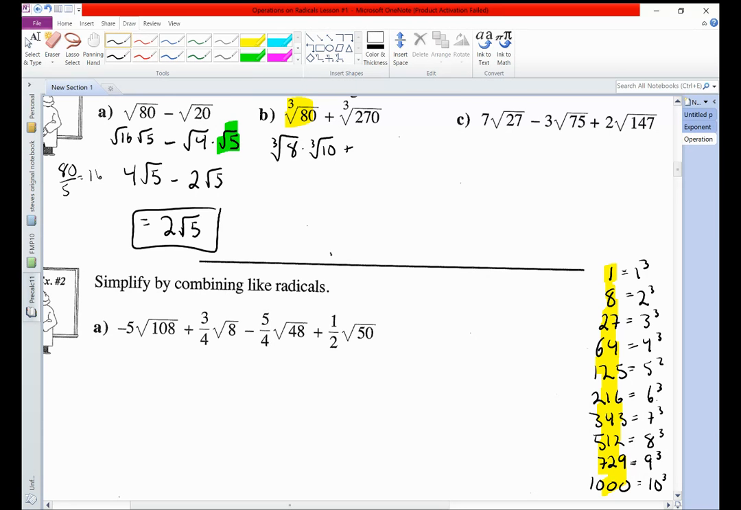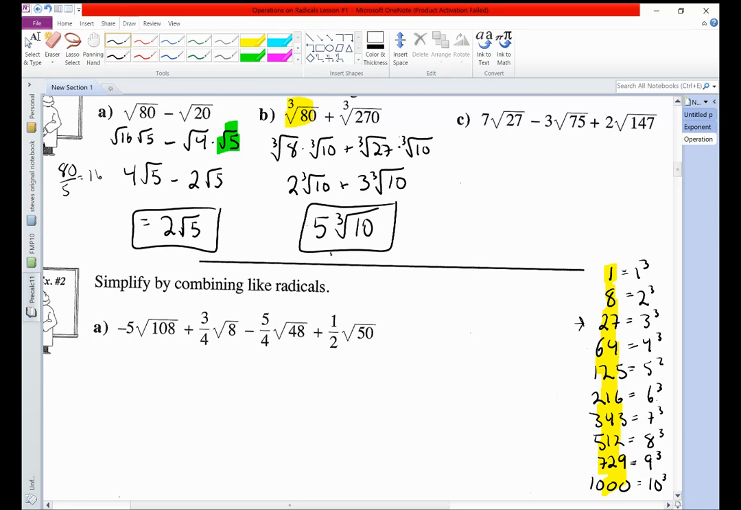And it looks like 10 goes really nicely into 270 because now I can split that into the cube root of 27 multiplied by the cube root of 10. And 27 is one of our perfect cubes, so that's fantastic. The cube root of 8 is 2, so that is 2 times the cube root of 10 plus the cube root of 27 is 3, cube root of 10. 2 cube root 10 plus 3 cube root 10 is equal to 5 cube root of 10.